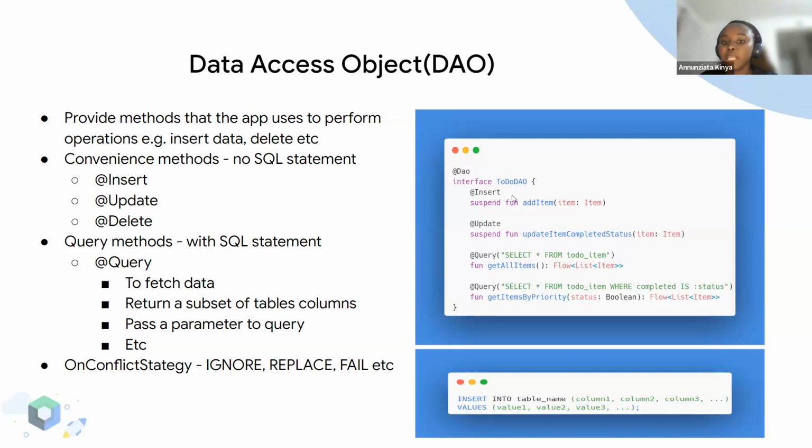So instead of the DB failing, how does Room sort this conflict? You can do on conflict ignore, replace, or fail. There are different on conflict strategies that you can explore, so you guys can also check out a bit on that. Yeah, so that's the data access object.